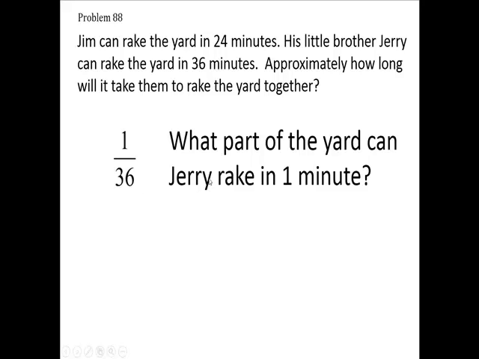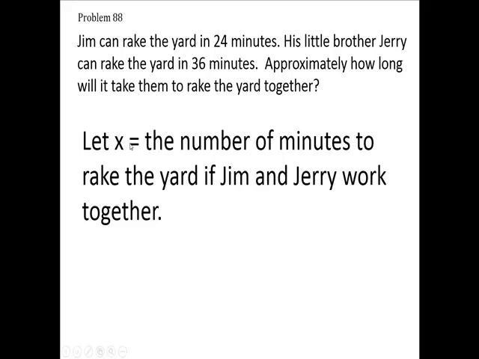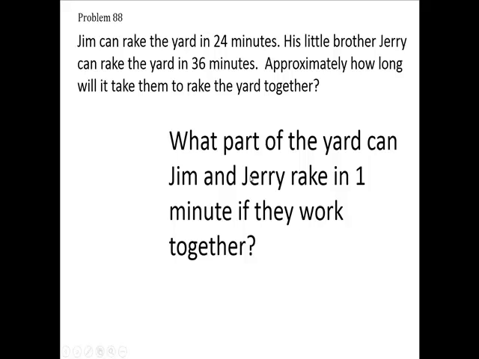Now, let's let X equal the number of minutes to rake the yard if they work together. X is how long it takes them both to rake that yard. Now, what part of the yard can they rake in 1 minute? When it was Jim's, we did 1 divided by 24. When it was Jerry's, we divided 1 by 36.